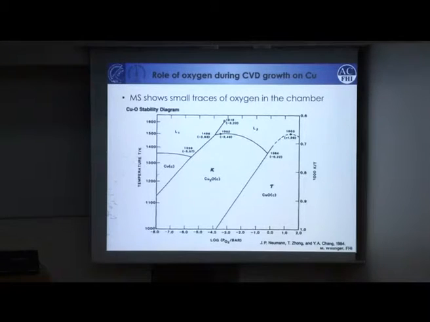So we looked at the copper phase diagram, and I know that we are working in this regime. This is oxygen partial pressure, and we are somewhere here. At growth temperatures, that's up here, we see copper. But when we cool down, at one point we run into the scenario where copper oxide is actually stable under these partial pressures of oxygen.